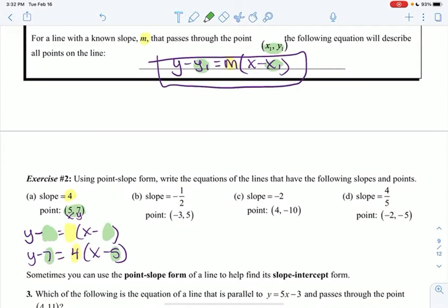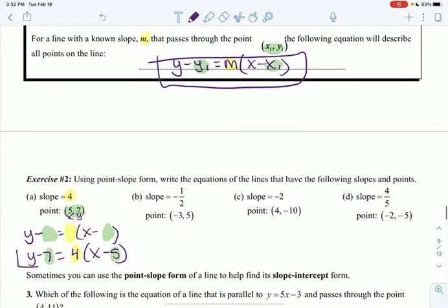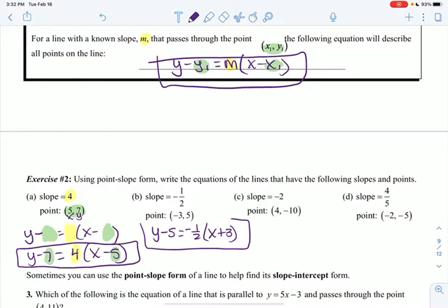Okay, that's my answer. Done. And I can leave it just like that. It does not say that I have to put it in slope-intercept form. Okay, so let's try the next one. y minus the y coordinate, which is 5, equals the slope, which is negative 1/2, parentheses x minus negative 3, which is x plus 3.